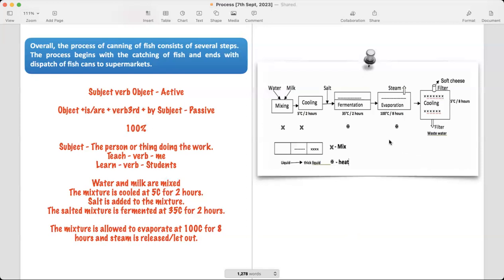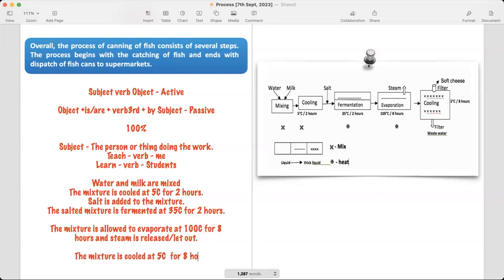Okay, Elizabeth, you want to do the next one? Next step? Yes, sir. Okay, do it. The mixture is cooled at 5 degrees Celsius for 8 hours. Very good. And now complete the rest of the things given.